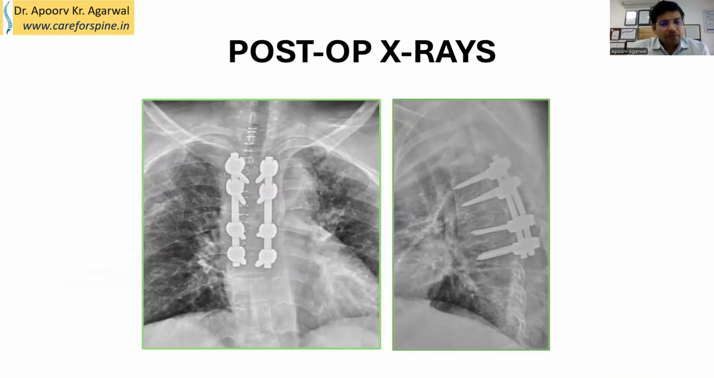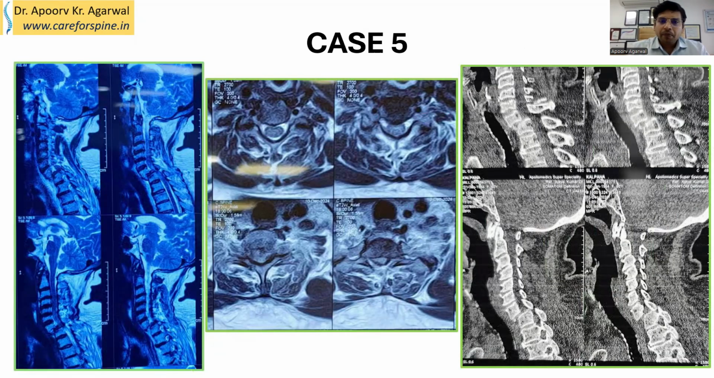We did 2 levels up and 2 levels down. We did decompression and a fixation surgery for her, following which things got sorted, and over a couple of months she was able to regain her mobility.